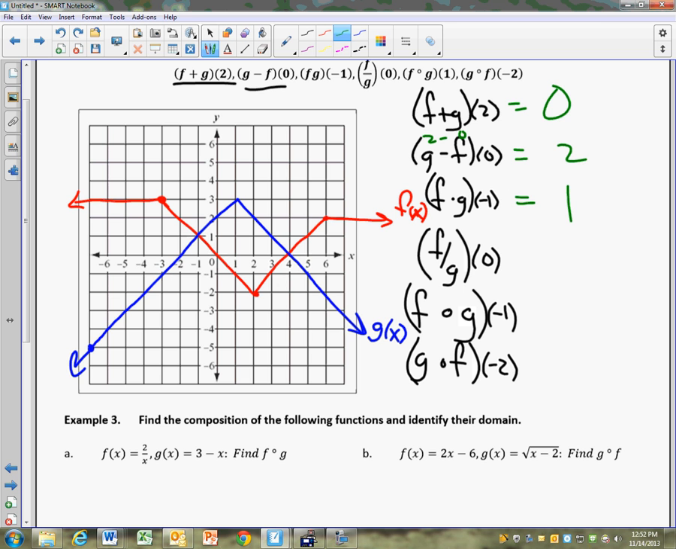F over g of 0. I locate 0. What is f of 0? 0. What is g of 0? 2. And 0 over 2 is 0. If 0 is on the top, it's 0. If 0 is on the bottom, undefined. What if it's 0 over 0? And it's super duper undefined.